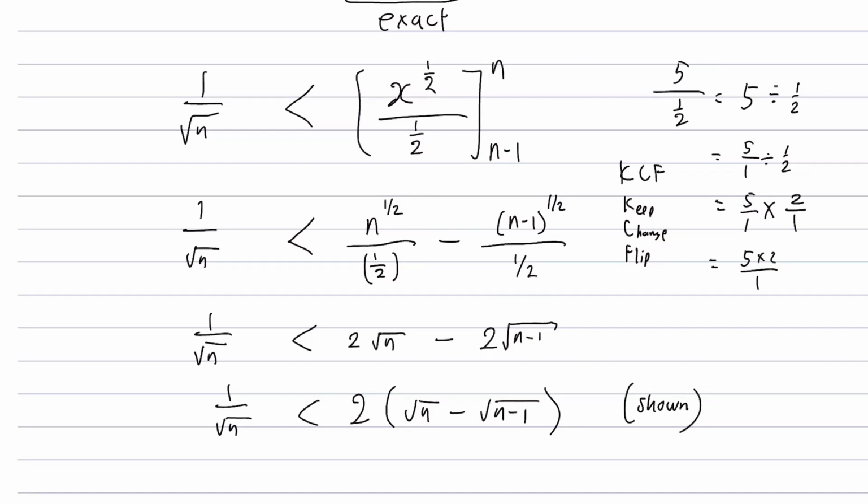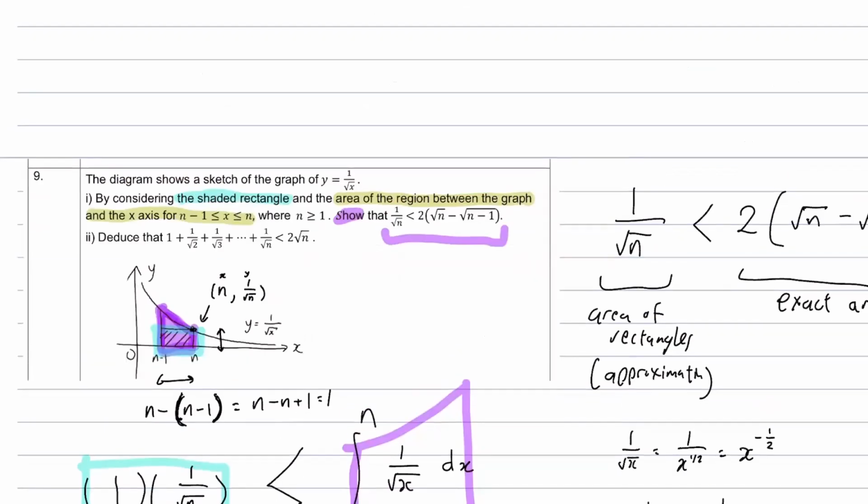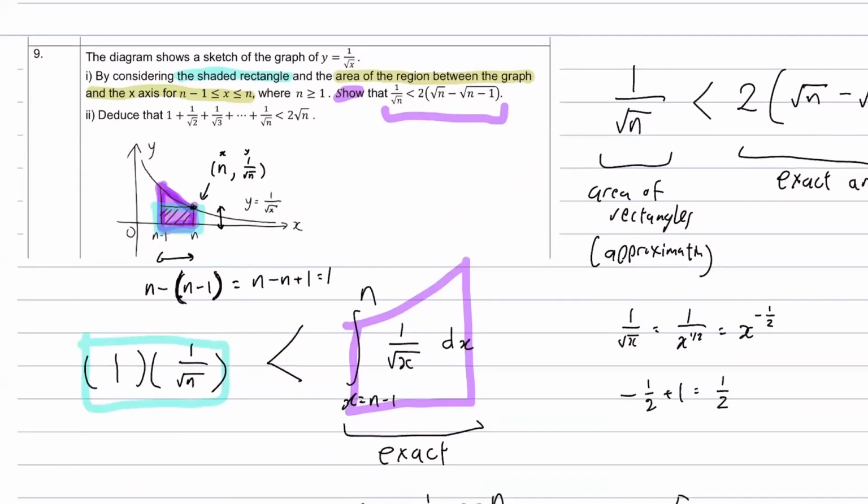Okay, good. So now that we know this inequality, we can deduce that 1 plus 1 over square root 2 plus 1 over square root 3 plus dot dot dot plus 1 over square root n is less than 2 times square root n. So basically, this question is quite challenging. What you need to do is to use the formula that we deduced from before, and then you just sub in n with 1, 2, 3, all the way to the generic n term. What do I mean by that? So let me copy down the question again. You can ignore the diagram already. Just focus on the algebra.